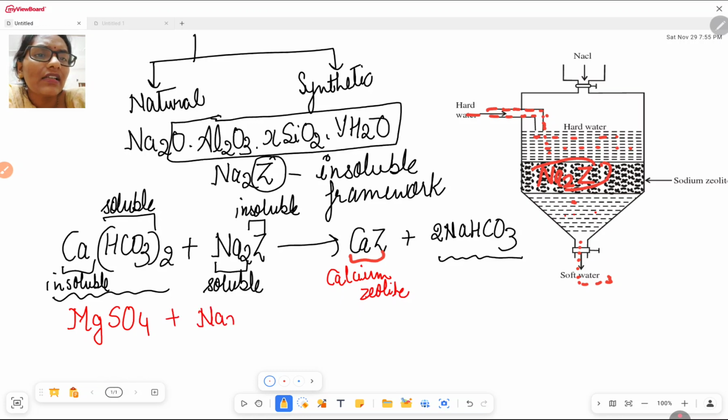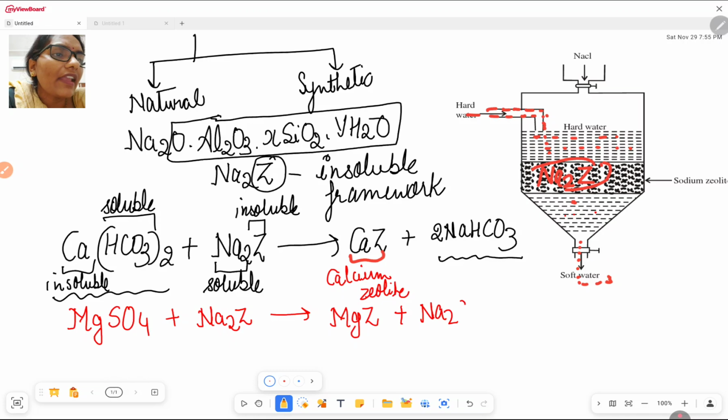plus Na2Z, so it will convert it into magnesium zeolite plus Na2SO4. So this is also sodium salt, this is also sodium salt. So this is the process. One time all the sodium zeolites are exhausted.